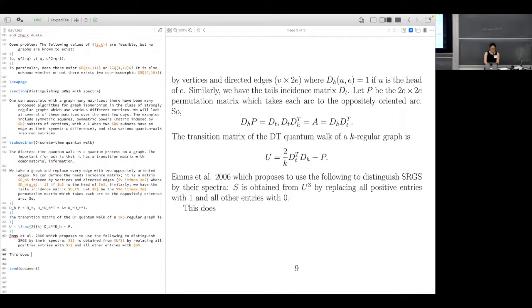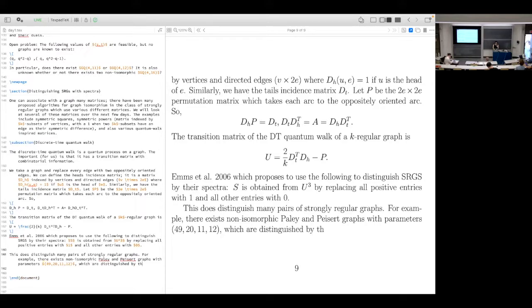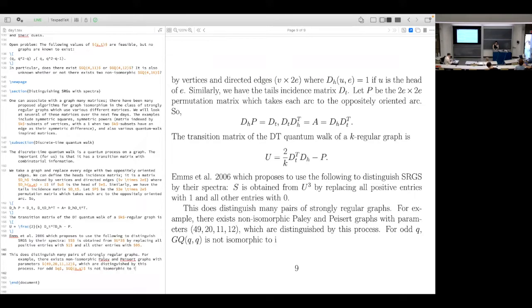So this does distinguish many pairs of strongly regular graphs. For example, we've already discussed that the Paley and Peisert graphs are cospectral with respect to the adjacency matrix. The smaller ones that you can compute are not cospectral with respect to this matrix. So there exist non-isomorphic Paley and Peisert graphs with parameters 49, 20, 11, 12, which are distinguished by this process. For odd q, GQ(q,q) is not isomorphic to its dual, and they're also distinguished by this process, for small q, mostly q equals 3 and 5, because they become really, really big. These are some classes of graphs.